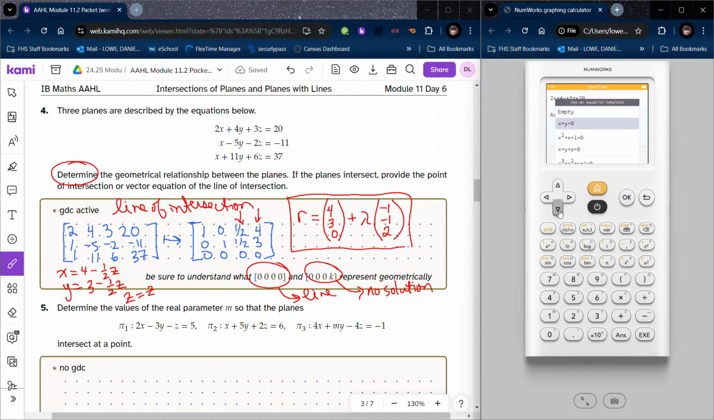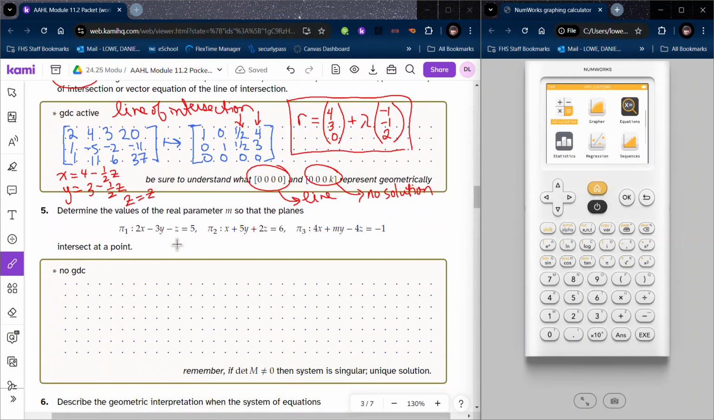All right, so we have our first equation on the calculator, solving our systems. All right, then our second equation, x minus 5y minus 2z equals negative 11, and then let's add a third equation for our planes. We have x plus 11y plus 6z equals 37. All right, and so let's go ahead and solve our system, and we'll notice that we have that same relationship of negative 1/2 to t. If I multiply everything by 2, that would be -1 to 2. Okay, let's go ahead and reset that.